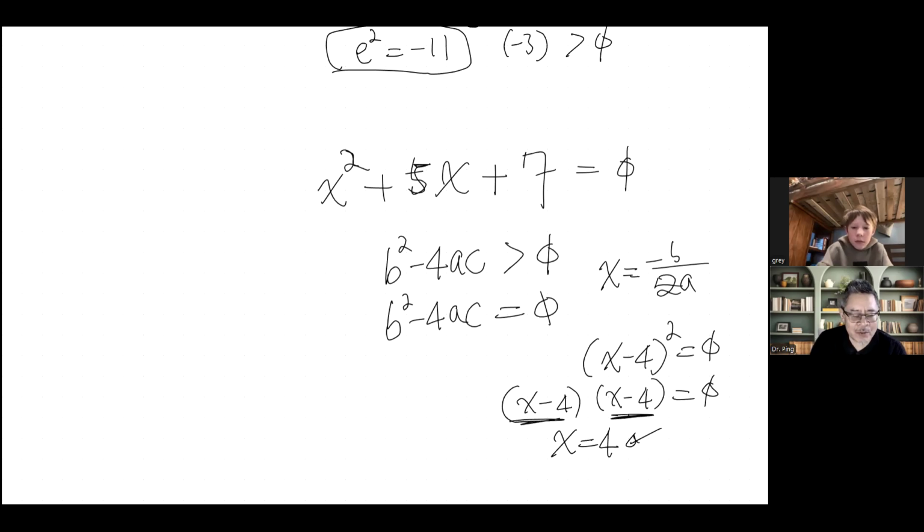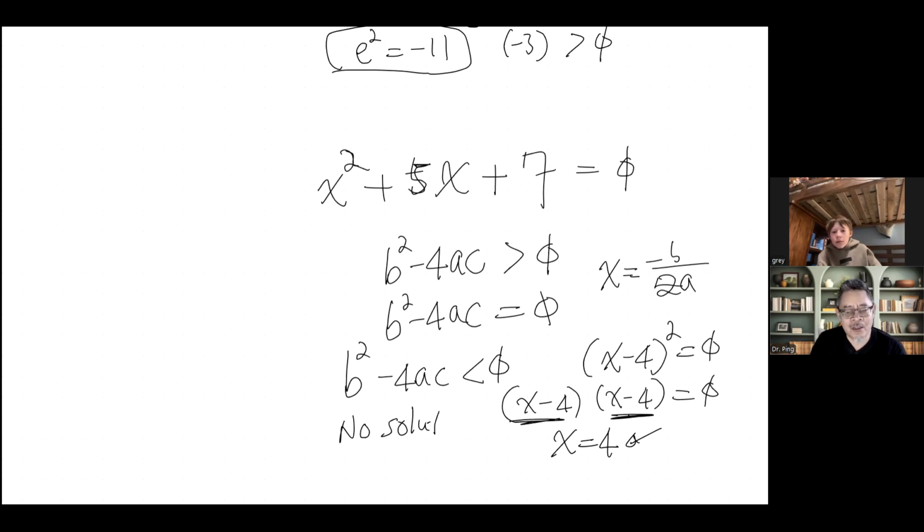Now, when b squared minus 4ac is less than 0, that's where we say no solution. Actually, we mean no real number solution. Good? Are we good? Okay.